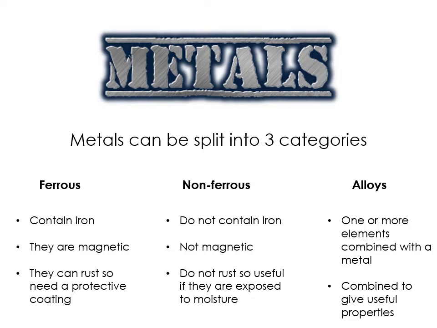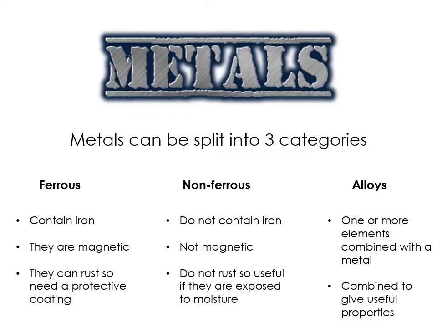I've seen this question before in an exam. They ask you, why are metals alloyed together? You know, why are they combined? And they are often combined to give useful properties, to give the material a property it did not have before.